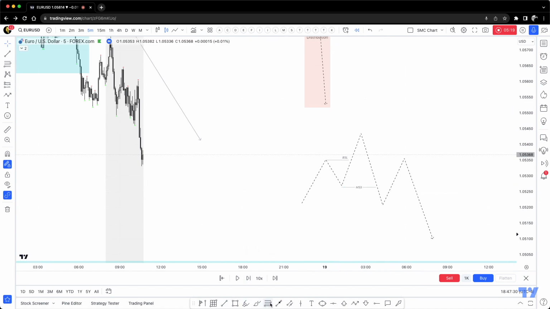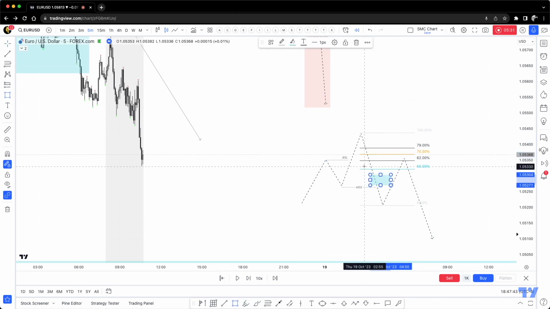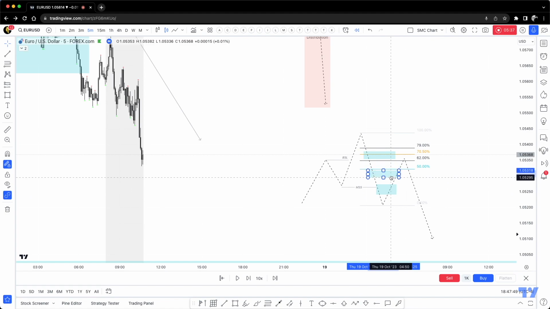And then, of course, you have to understand that if you're looking to sell, you better be selling from premium, all right? So using the Fibonacci, you are going to be looking for entries somewhere here. So if you have a fair value gap right here, another fair value gap right here, and now another fair value gap right here, which of these three are you going to be taking? Let's say something like this. Which of these three are you going to be taking?